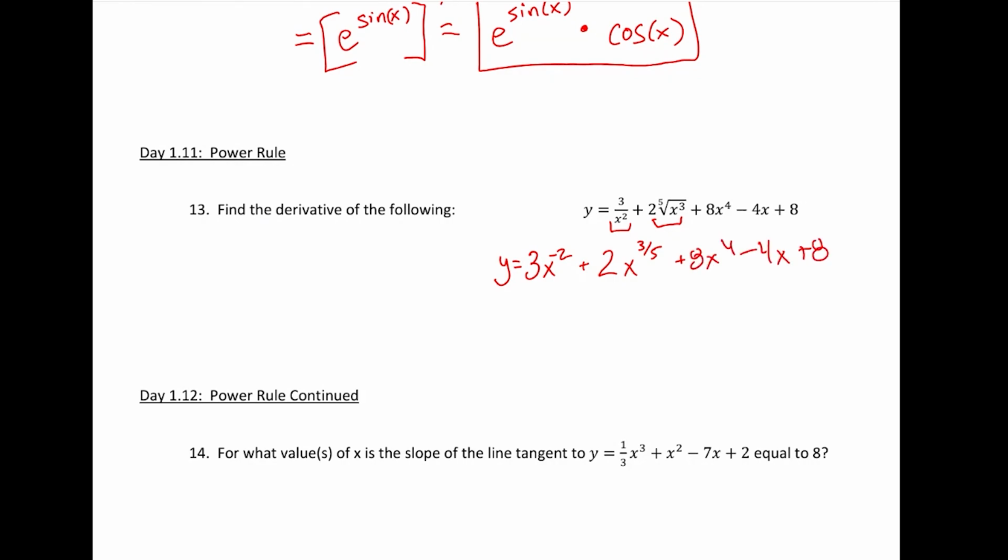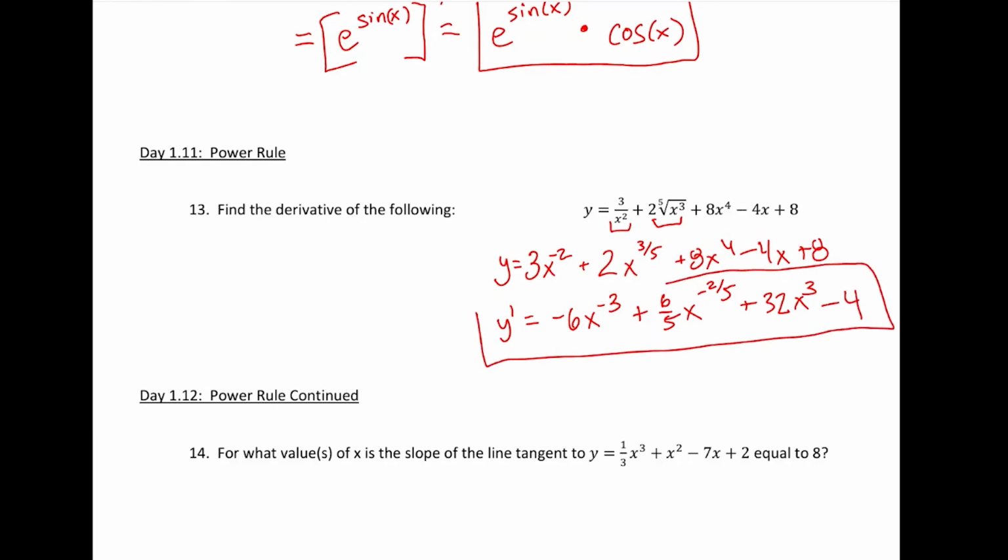The reason why I'm rewriting those first two terms is so that I can just use the power rule directly and not have to worry about quotient rule in that first term or anything like that. So y prime is going to be negative 6 x to the negative third power, plus, here we have 3/5 times 2, that's going to be 6/5. And 3/5 minus 1 would be 3/5 minus 5/5, so that'd be negative 2/5. The rest of these terms are going to be pretty straightforward. 3 times 8 is 24, so we get 24x cubed, and then minus 4. And that's going to be it. We're not going to simplify any further or rewrite it. That is going to be our derivative.